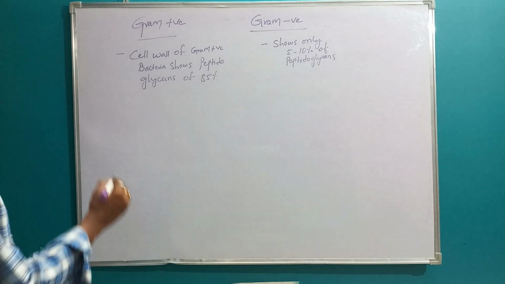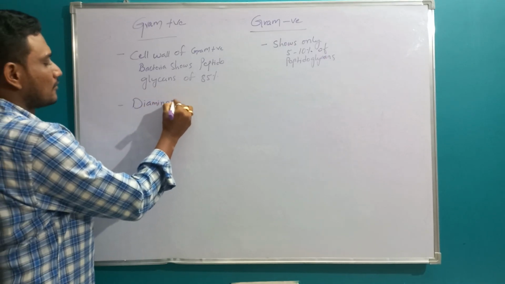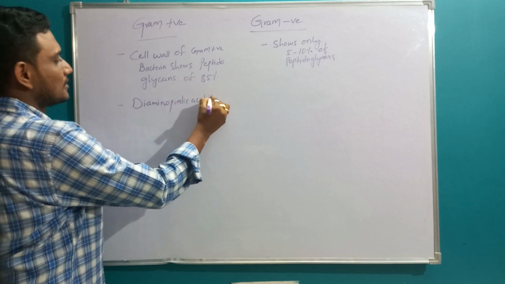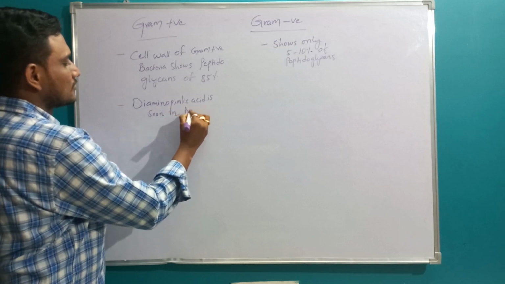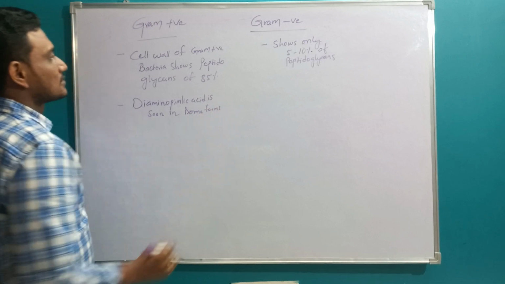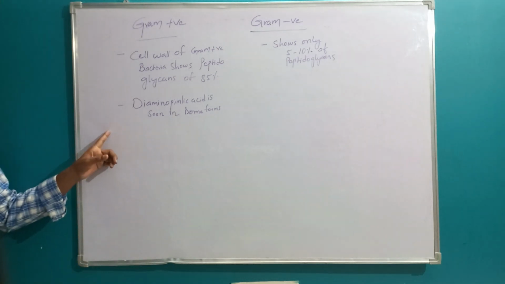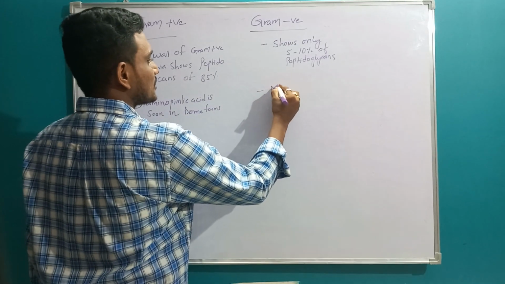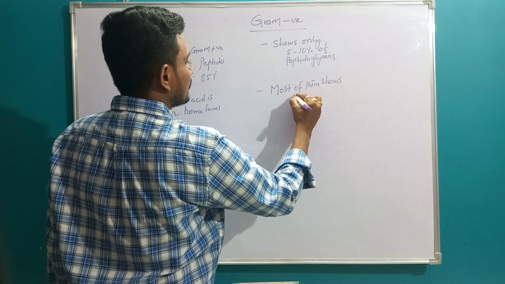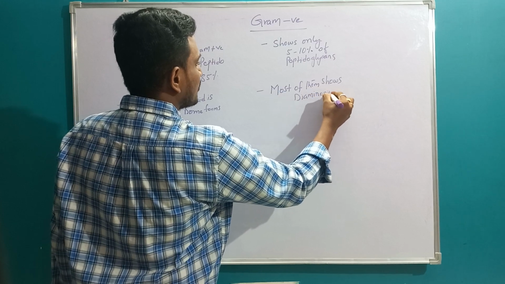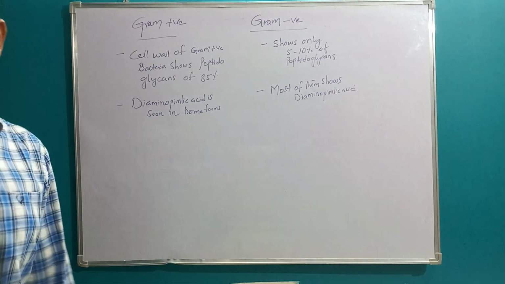Next, diaminopimelic acid is seen in some forms of gram positive bacteria, whereas most gram negative bacteria show diaminopimelic acid.